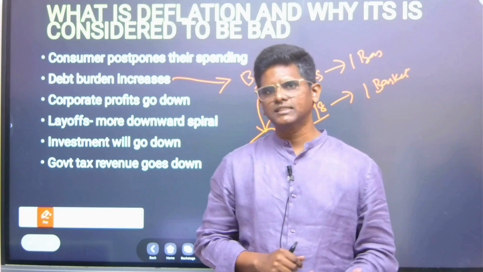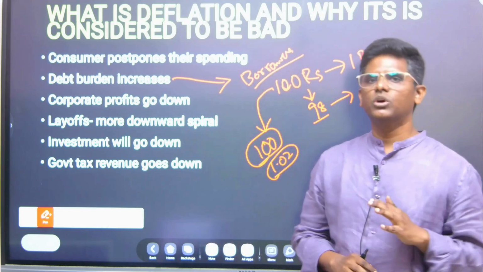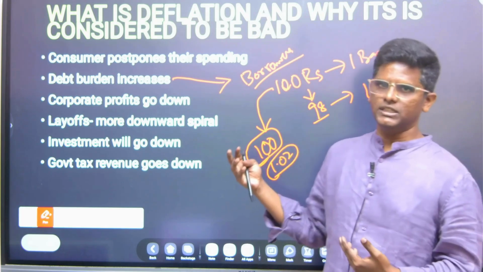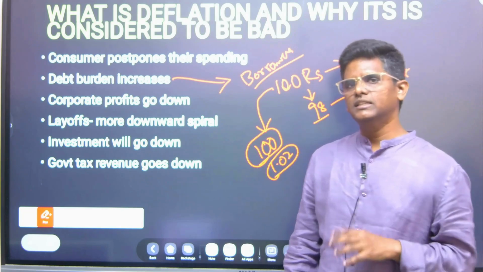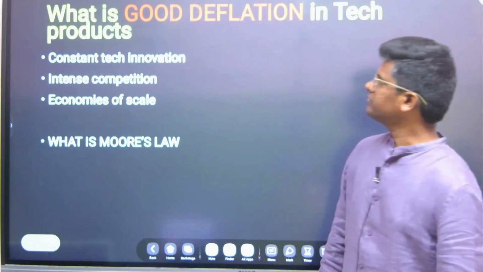So because of all these reasons, deflation is considered to be bad, and the central governments and our central banks try to avoid this. Whenever there is a disinflation, they want to ensure that it does not deteriorate into deflation. Moderate inflation is preferred, and once the disinflation trend is setting in, they want to take care of it at that level only.